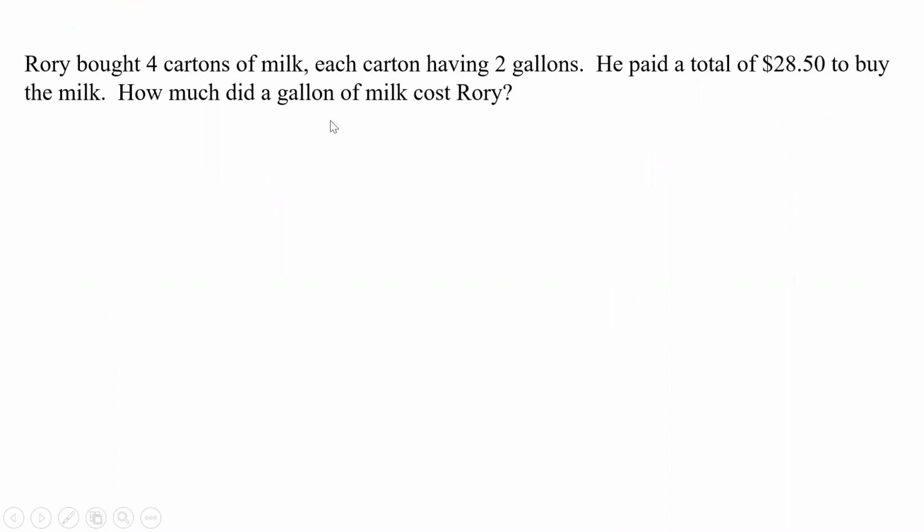All right, we have an application problem here. So it says Rory bought 4 cartons of milk, each carton having 2 gallons. He paid a total of $28.50 to buy the milk. How much did a gallon of milk cost Rory?